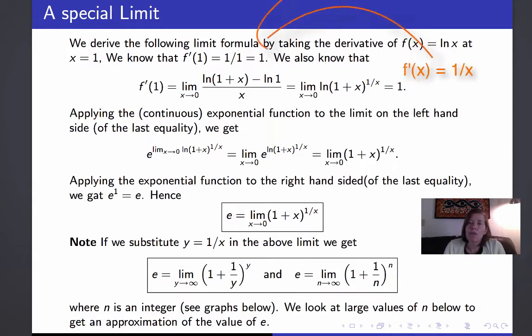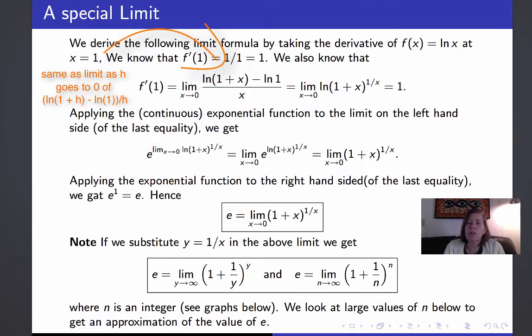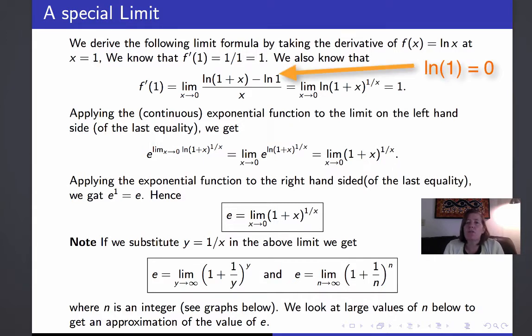f prime of x equals 1 over x, and so f prime of 1 is 1 over 1, which is 1. But we also know that f prime of 1 here is the limit as x goes to 0 of (f of 1 plus x minus f of 1) over x. And this is the limit as x goes to 0 of (the natural log of 1 plus x minus the natural log of 1, which is 0) over x.